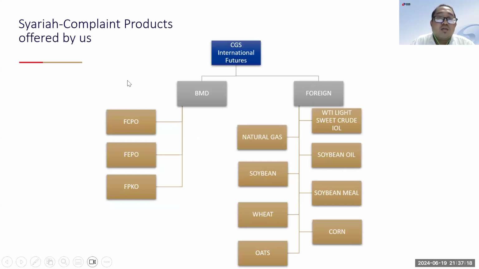This is the Sharia compliant product that we offer for Muslims who want to trade fully Sharia compliant. For the BMD, we currently have 3 products, which are FCPO, FEPO, and FPKO. And for the foreign, currently we have 8 products, and the famous one is crude oil.